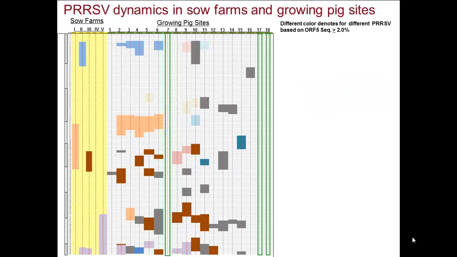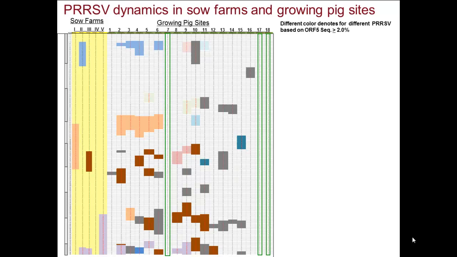Also here, you can see the same format of the analysis, but considering the whole region. So here we have the 5 sow farms, and then we have the 18 growing pig sites. In this way, each column represents the whole period, right? 208 weeks, and each row is a week from that system. As you can see here, we also have the different outbreak events in the growing pigs. And again, the same color means the same PRRS virus strain, based on ORF5 sequence and a cutoff of 2%.